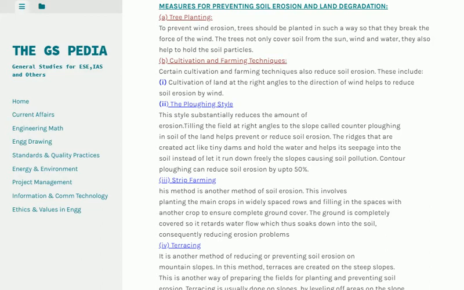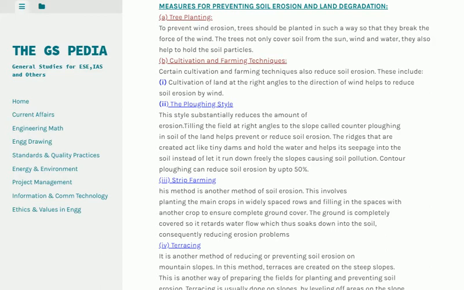Cultivation and farming techniques. Certain cultivation and farming techniques also reduce soil erosion. These include: 1. Cultivation of land at right angles to the direction of the wind helps to reduce soil erosion by wind.